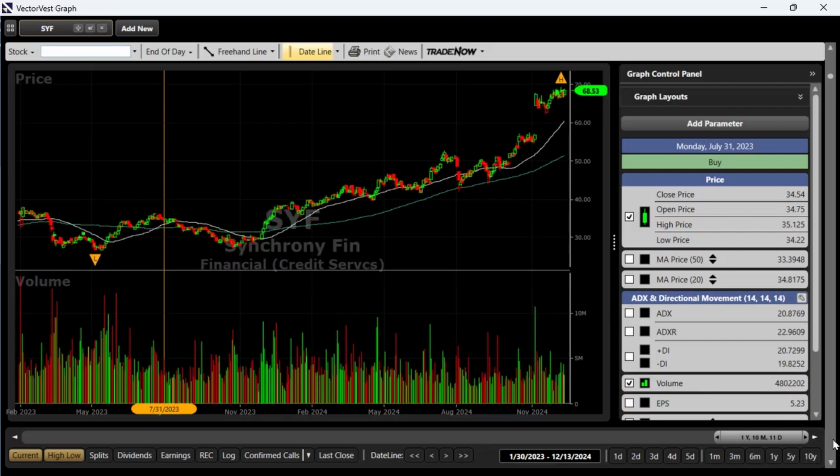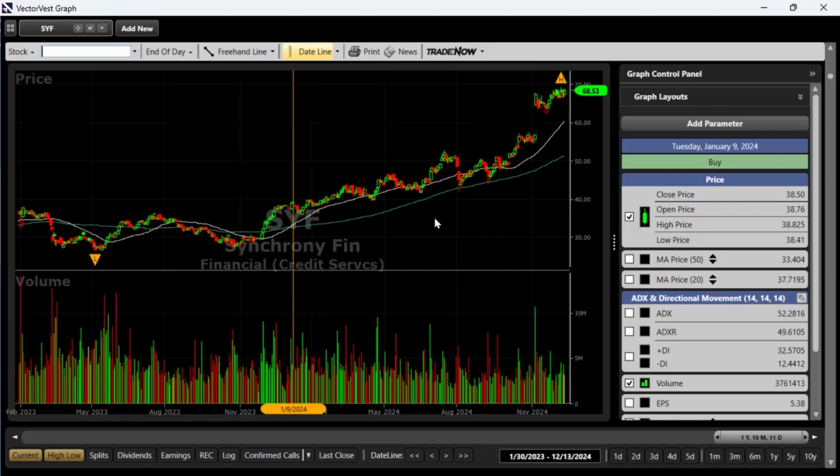Let's take a look at the next stock. Here's SYF. The bullish crossover was here, about the beginning of this year. It never had a bearish crossover. A nice 50-day moving average crossing above the 150. Again, a ton of noise along the way. But this is for the longer-term investor.